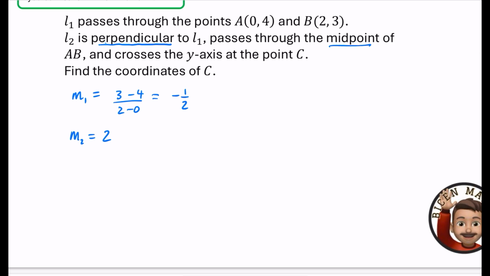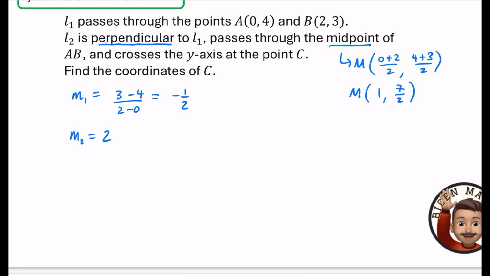So if I'm going to say that the midpoint is M, you remember how you find the midpoint from GCSE? You take the 0 and the 2, you add them together, and you divide by 2. You find their average. So you do the 0 plus the 2, divided by 2. And then for the other one, you'll do the 4 plus the 3, and you'll divide it by 2, which means that our midpoint is 1 and 7 over 2, or 3.5.